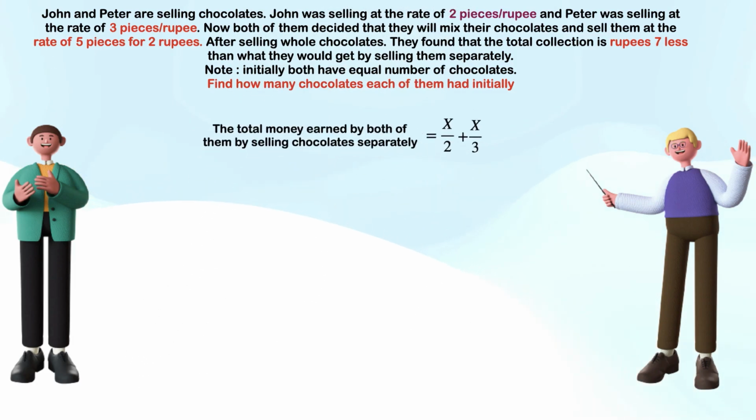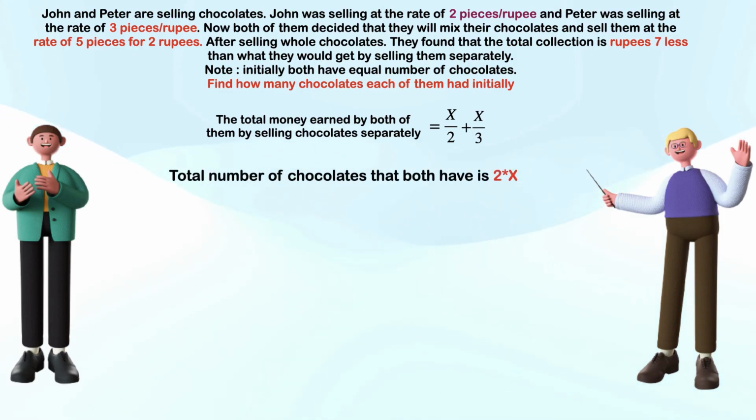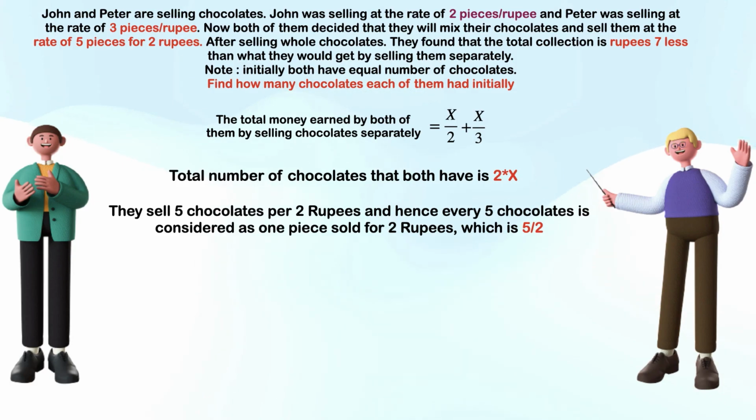Now let us find out the equation for money earned if they sell chocolates together at 5 pieces per 2 rupees. We know each have X number of chocolates, so the total number of chocolates that both have is 2 times X. They sell 5 chocolates per 2 rupees, and hence every 5 chocolates is considered as one piece sold for 2 rupees, which is 5 over 2.